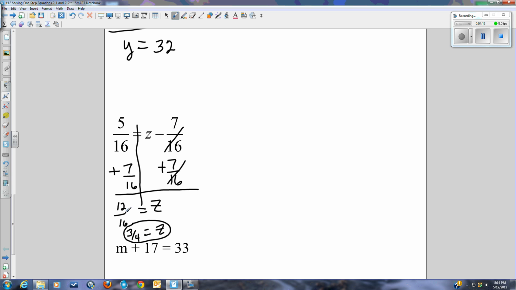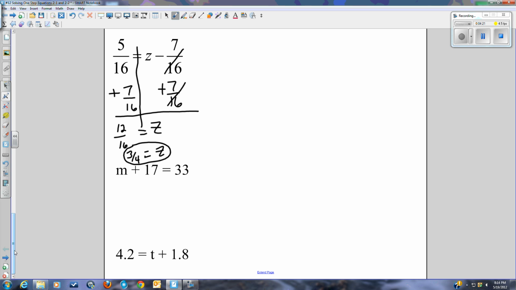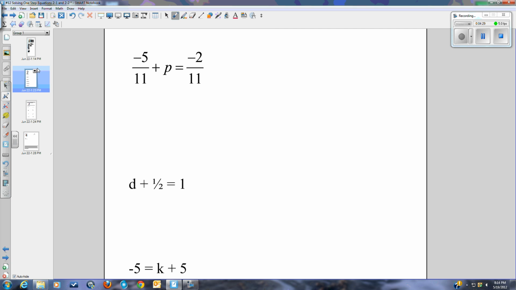Now when you go to check this, you probably want to keep the answer in the form of 12/16, so then your denominators will be the same when you check it. What I'd like you to do is finish the last two problems on this particular page. Let's move on, and we can go over those in class.